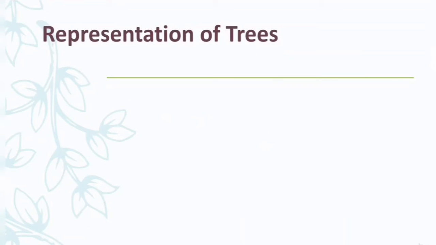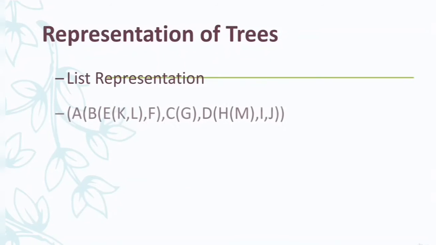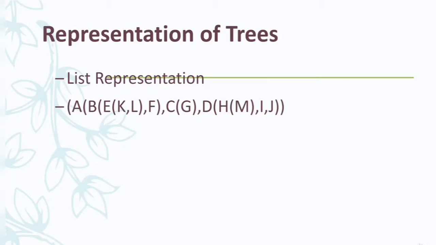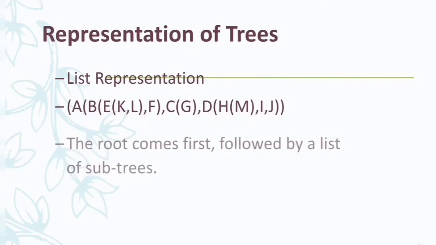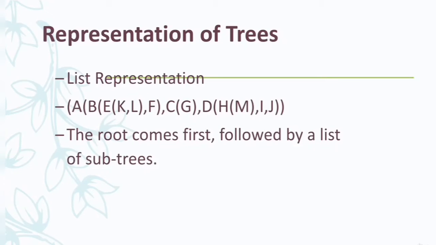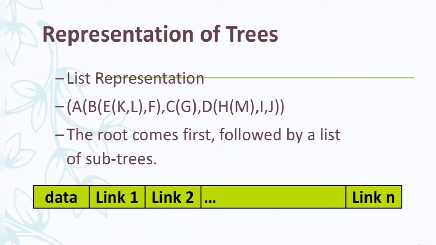So let's move forward towards the next point, that is the representation of trees. How we can represent a tree through a list representation. In this case, the first node is A, or we can say that A is the root node. A has the children B and E. Again, B has the child E, and E has the children K and L. So the root comes first, followed by a list of subtrees. So this is how we can represent a tree through a list representation.